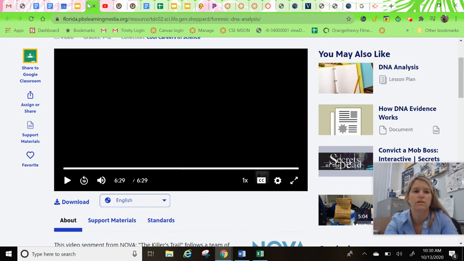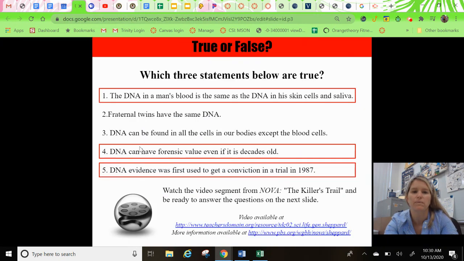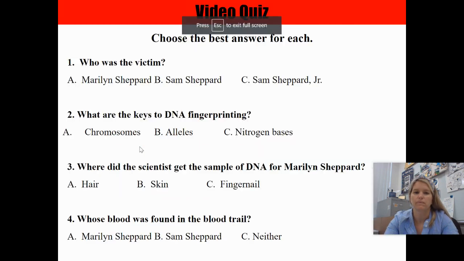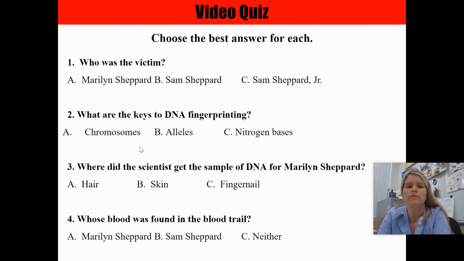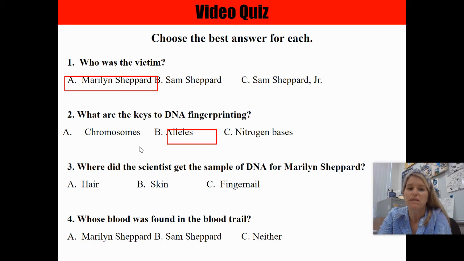Okay, so let's look at some questions that deal with that. All right, choose the best answer for each. Number 1, who is the victim? Hopefully you got Marilyn Shepard. What are the keys to DNA fingerprinting? You said B, you were correct, the alleles. Where did the scientists get the sample of DNA from Marilyn Shepard? Her hair. Remember, the fingernail was for Sam.